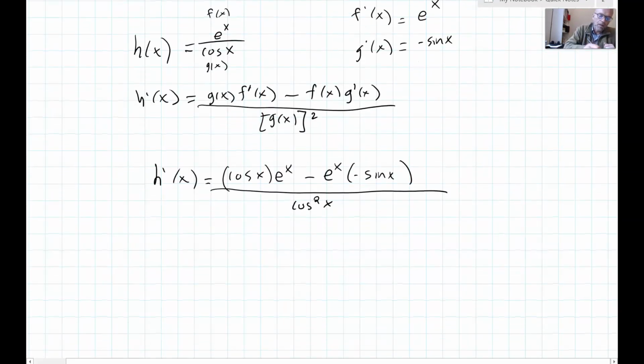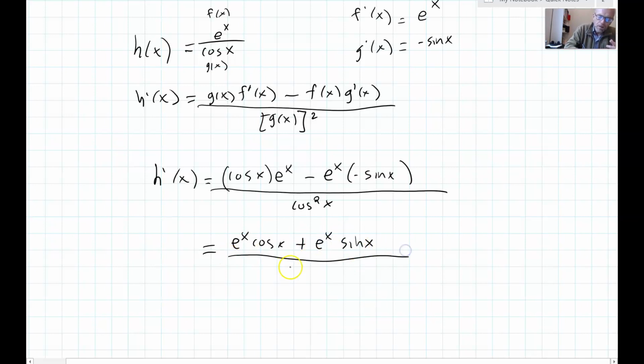So there's the quotient rule. Let's clean this up a little bit. I don't like the e to the x on that side; I like it on the other side. Not a big deal. This is e to the x cosine x. But here you do need to clean this up because we have a negative and a negative being multiplied, so you don't want to leave it like that. I would change that to a plus e to the x sine x all over cosine squared x. And that would be my simplified form. Okay?